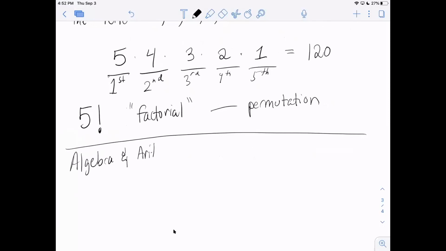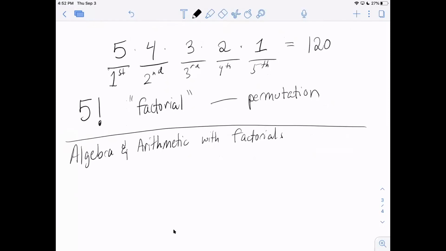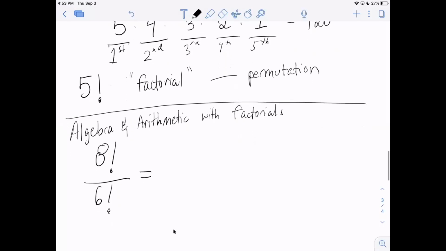Even though the numbers can get really big, factorials are very nice to work with. Here's one thing you can do with factorials: 8 factorial over 6 factorial. Do you need to spend a lot of time calculating 8 factorial and then 6 factorial? Do you actually need to multiply everything out? Or does anyone see a nice shortcut you can take here?